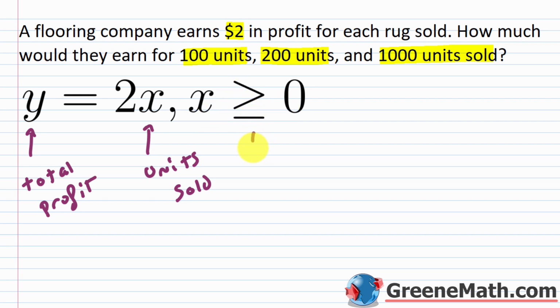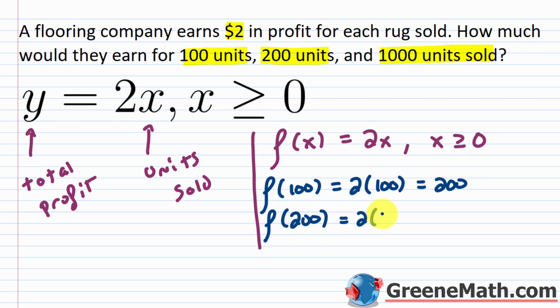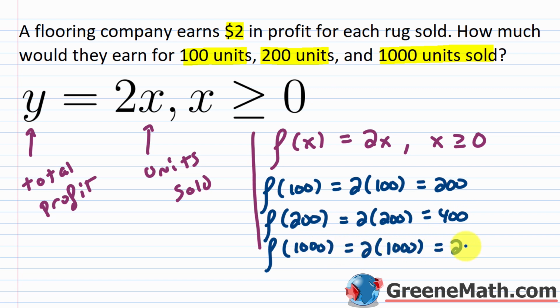If we want to figure out how much they would earn for 100 units, you could change this over into function notation. You could say f of x is equal to 2x, and you could put the restriction x is greater than or equal to 0 if you want, or leave it off. It's really up to you. So we would start with 100 units. f of 100, very easy. This would just be 2 times 100, which of course is 200. And then you would want f of 200. So this is 2 times 200, and of course, that's just 400. And the last one would be f of 1,000. So this is 2 times 1,000, and of course, that's just 2,000.